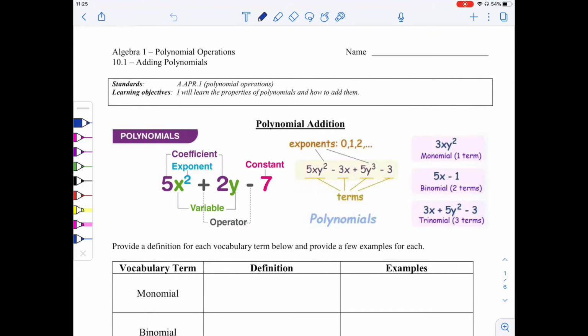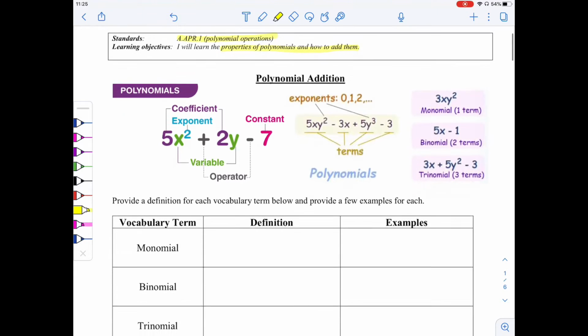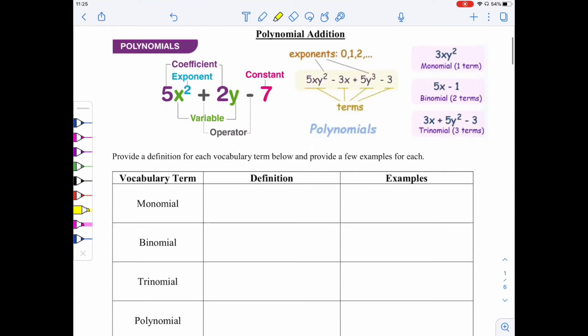Welcome everyone. This is 10.1, adding polynomials. So we're going into polynomial operations. We learn the properties of polynomials and how to add them for this section. We eventually want to get to subtraction and multiplication. Okay, quick overview, polynomial addition.